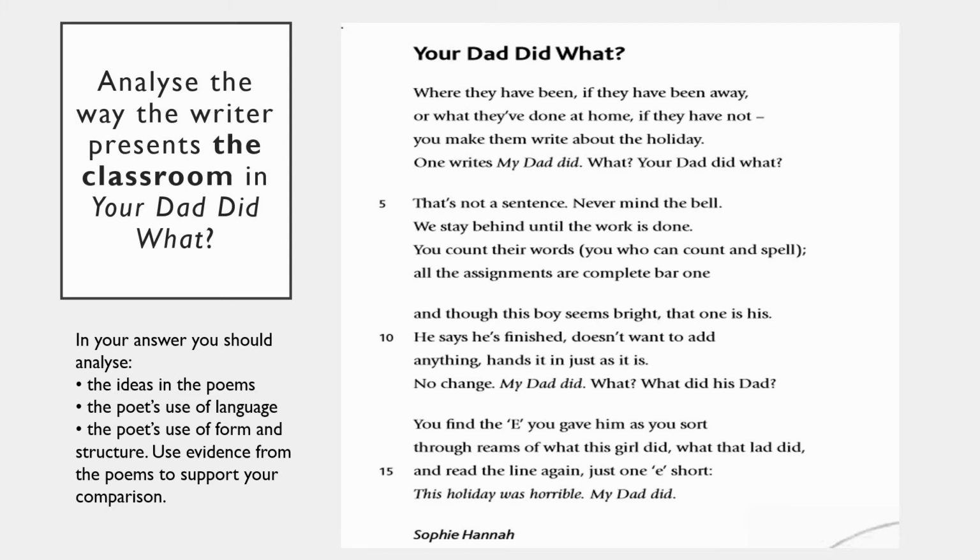Did you understand the misunderstanding here? So this student had written about their holiday and they'd put "my dad did." We can see all the students' work is in italics. And then by the end of the poem, we realise, or the teacher realises, that she's actually misunderstood his work. She read the line again, just one E short. This holiday was horrible, my dad did. So the student actually meant to write "my dad died," so it's a very sad ending there. So it's misunderstanding that's going on here between the teacher and the student.